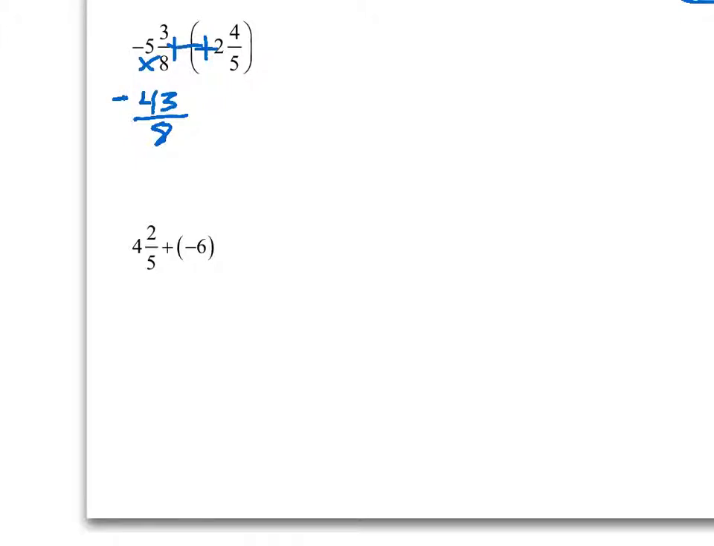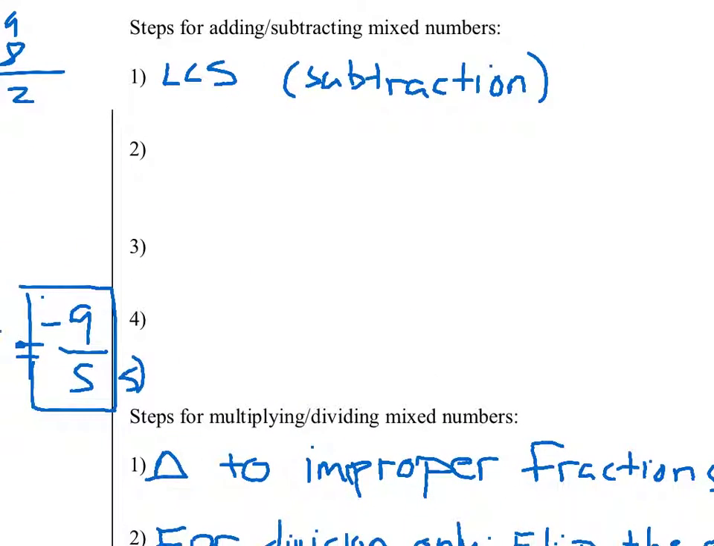And for the 2 and 4/5, I'm going to multiply 2 times 5 and add 4. That's going to be 14 over 5. I see that that's positive after the leave, change, switch. So let's go ahead and write that down. Our second step, you just told me, change to improper fractions.